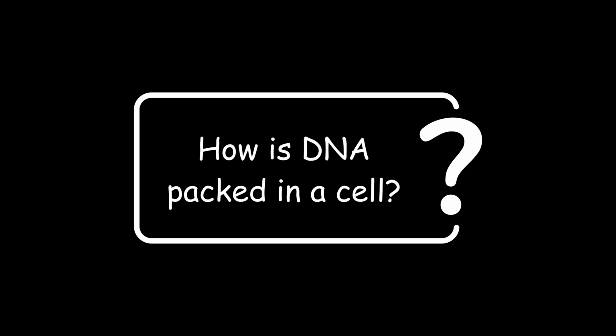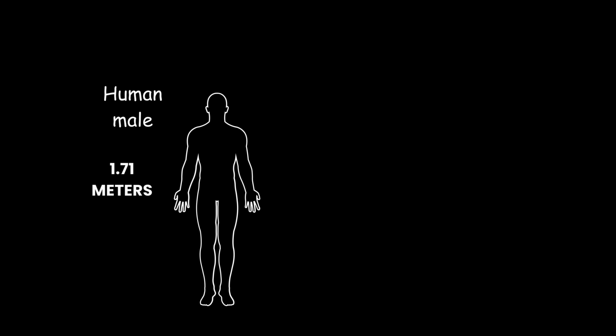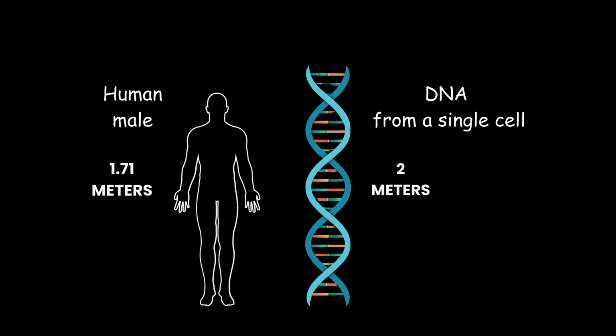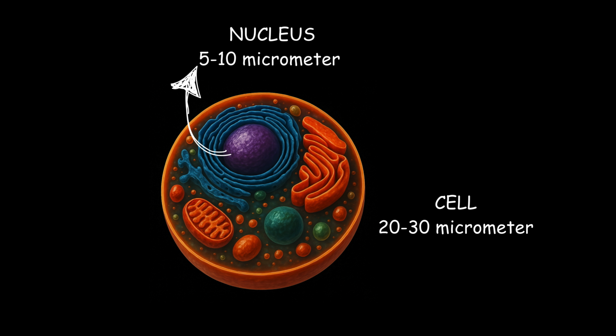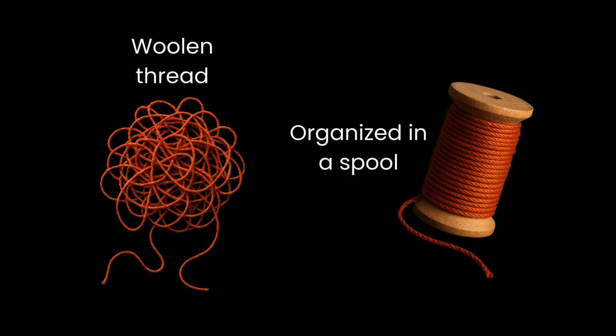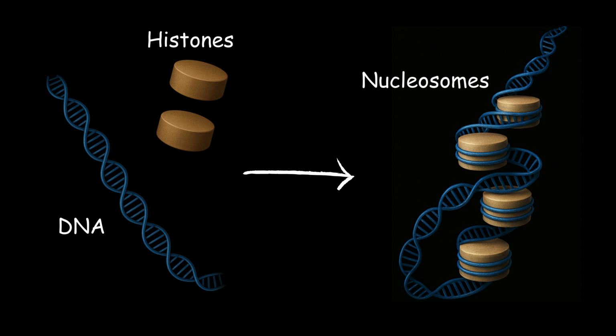How is DNA packaged into a nucleus? An average human male is 1.71 meters tall, but your DNA is a massive 2 meters long, and that DNA has to fit into a tiny part of the cell called the nucleus, just 5 to 10 micrometers wide. Imagine DNA as a long woolen thread. Without organization, woolen threads get tangled. We wrap the woolen threads around spools to prevent such tangles. Likewise, DNA wraps around small proteins called histones, forming spools called nucleosomes.